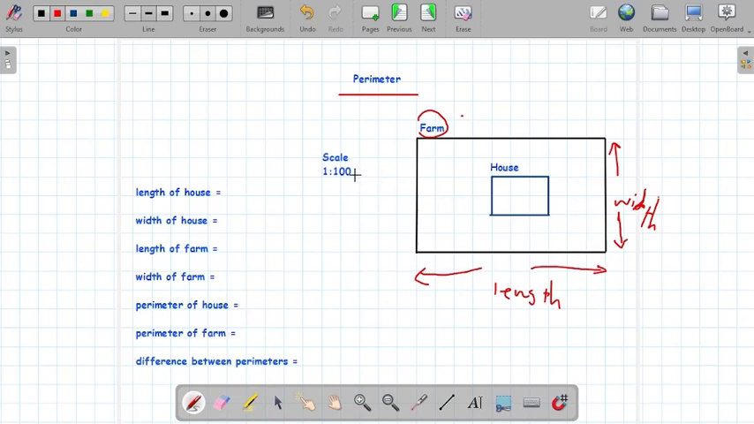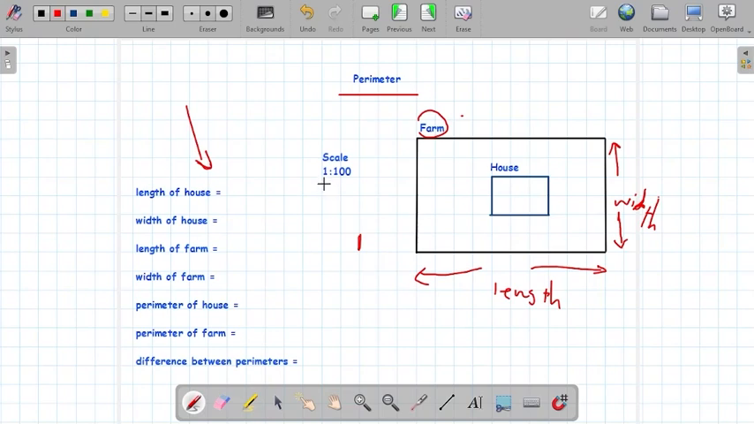Before we calculate the length or the width or answer these questions that you can see here, we need to revise the meaning of scale. So what is the meaning of the scale of this drawing, which is 1 to 100? It means that every square in this drawing is equal to 100 times in real life.